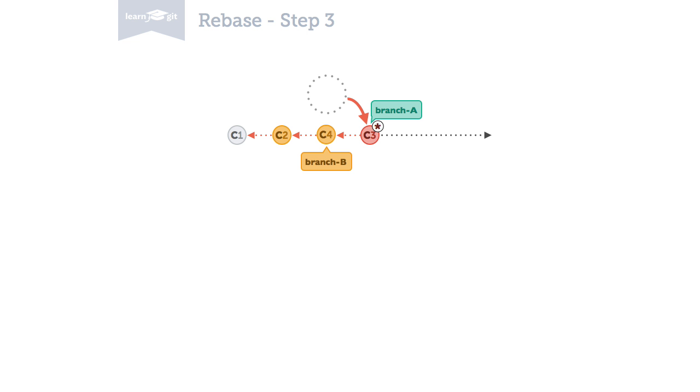Rebase is a nice alternative to merge, but you always have to keep one thing in mind. Rebase rewrites history. In the diagram, you can see that commit C3 has an asterisk symbol. That's because it's a different commit, although it has the same contents as the original commit. The reason is that it now has a new parent commit, C4, which it was rebased onto. This is enough to make it a new commit with a new hash ID.